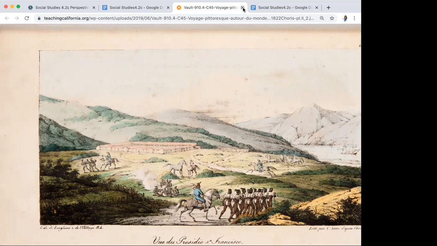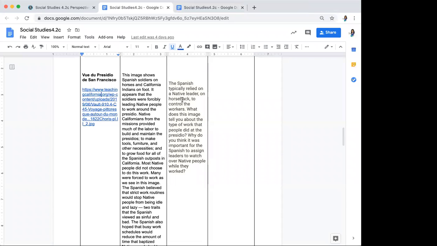So if we go back to our document to answer the questions, what type of work did the Native people do at the Presidio? What can you tell from the image? And why do you think it was important for the Spanish to assign a leader to watch over the Native people while they worked? As we saw, a soldier was by the people that were working. Why do you think they were there? What was the reasoning for them to have someone watching them? What did they not want them to do, or what did they want them to do? Make sure you answer that fully using the image in your response.